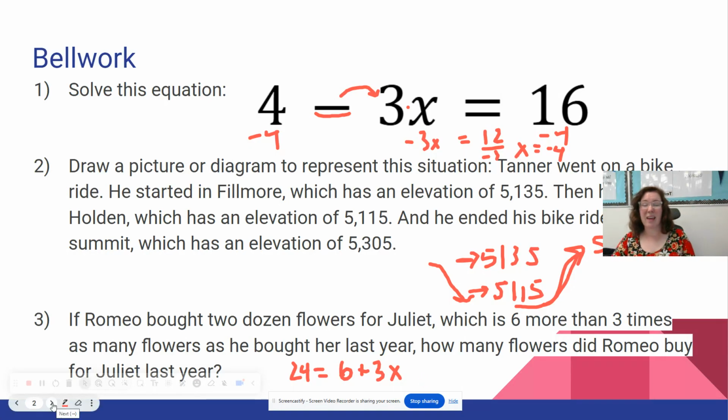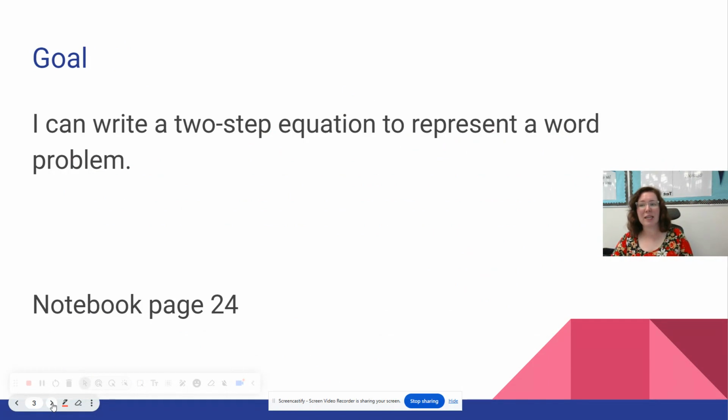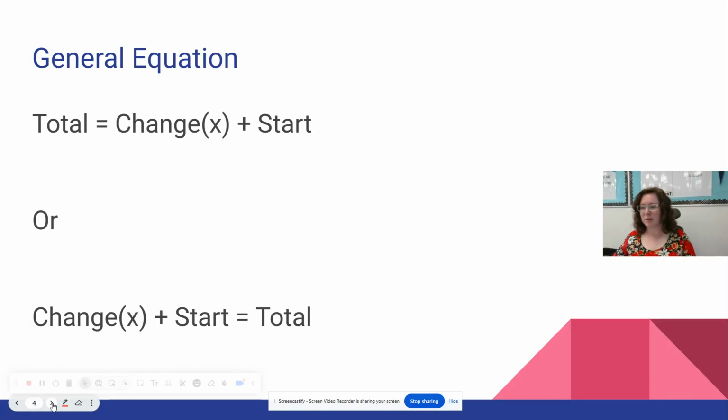Okay, that was our bell work. Our goal, I can write a two-step equation to represent a word problem. Then we go to page 24 in the notebook called two-step word problems. And it starts with general equation. You're going to write this down.